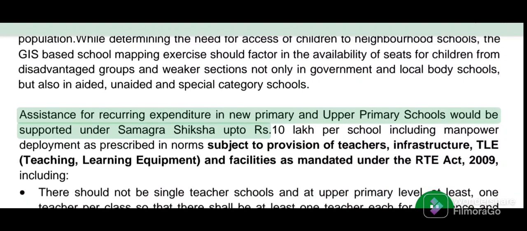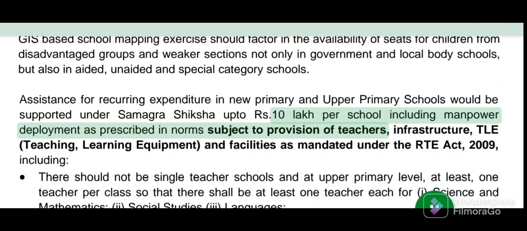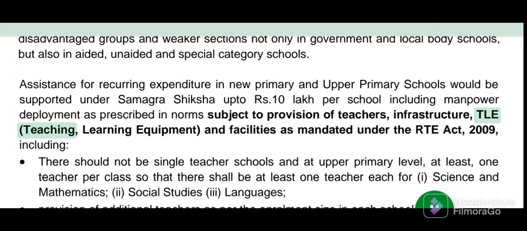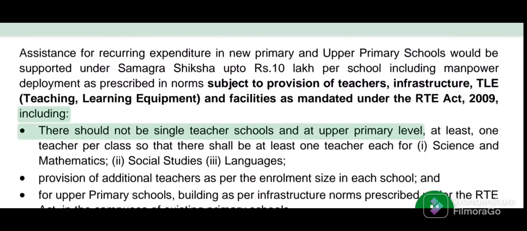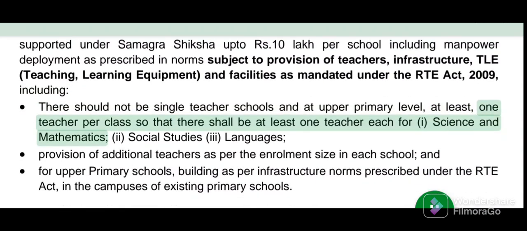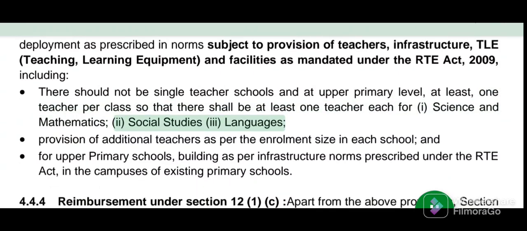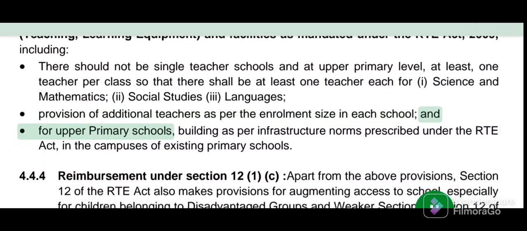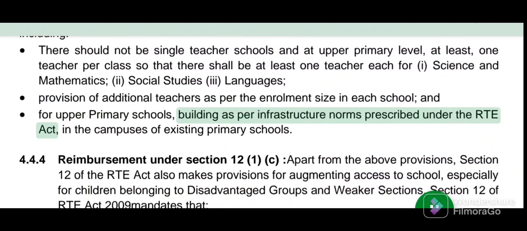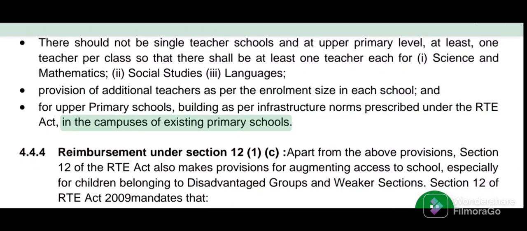Assistance for recurring expenditure in new primary and upper primary schools would be supported under Samagra Shiksha up to Rs. 10 lakh per school, including manpower deployment as prescribed in norms, subject to provision of teachers, infrastructure, TLE (teaching learning equipment) and facilities as mandated under the RTE Act, 2009, including: there should not be single teacher schools and at upper primary level, at least one teacher per class so that there shall be at least one teacher each for science and mathematics, social studies, and languages. Provision of additional teachers as per the enrollment size in each school. And for upper primary schools, building as per infrastructure norms prescribed under the RTE Act, in the campuses of existing primary schools.